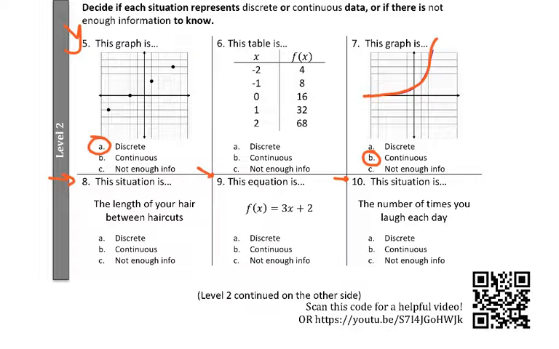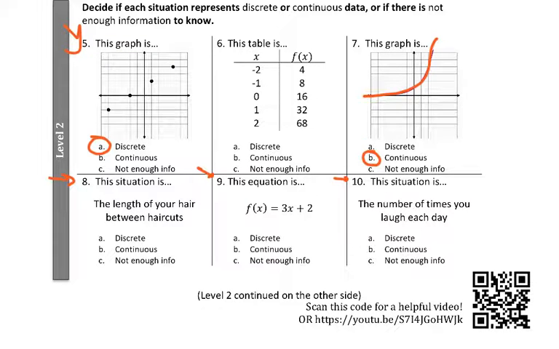Let's look at this equation. So the equation here, we have f of x equals 3x plus 2. And we want to know if that's discrete, continuous, or not enough information. Well, as it turns out, there's a lot of different ways to represent information and functions, like we talked about tables and graphs and equations and stories and all these things.